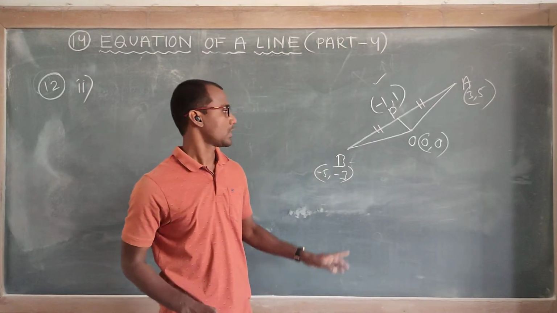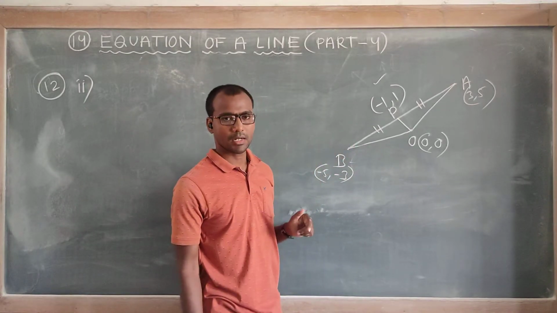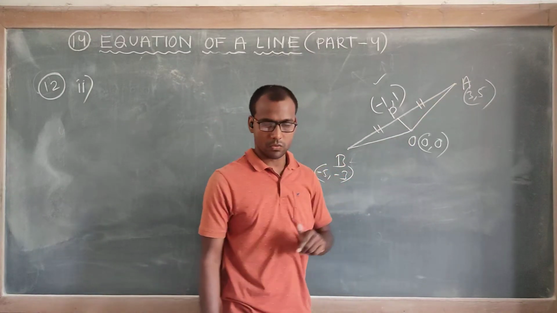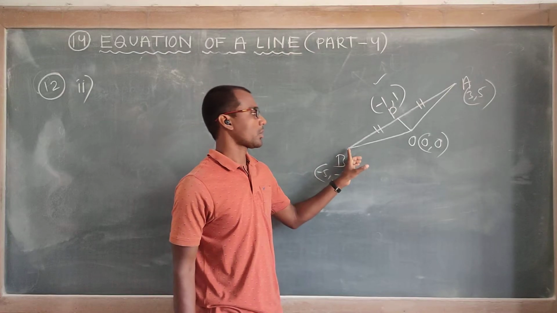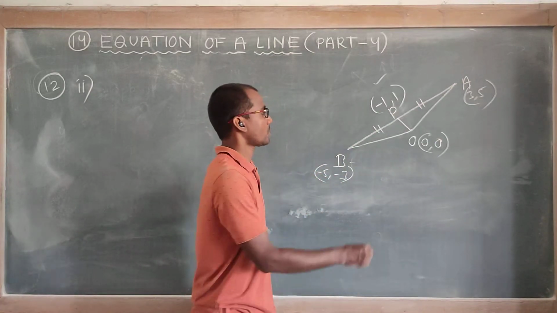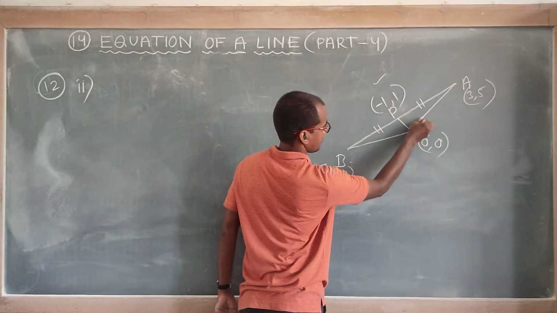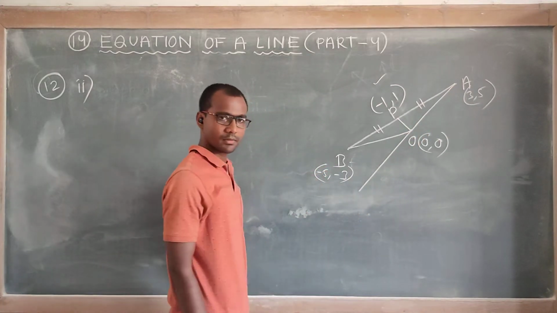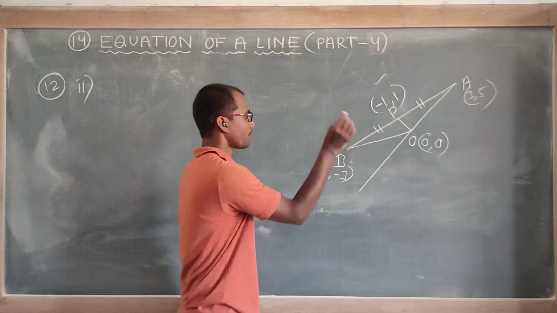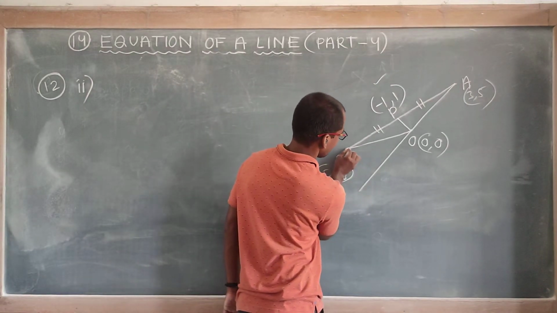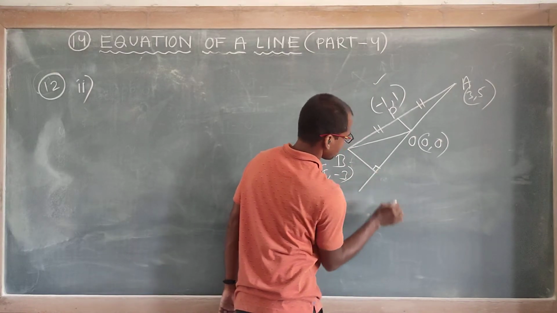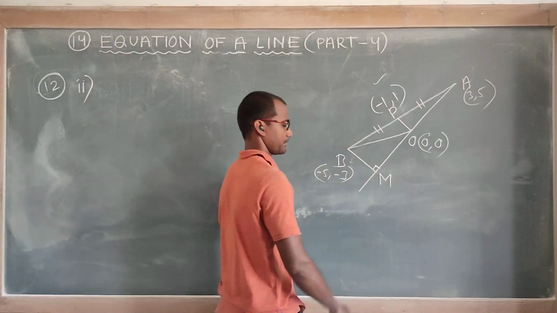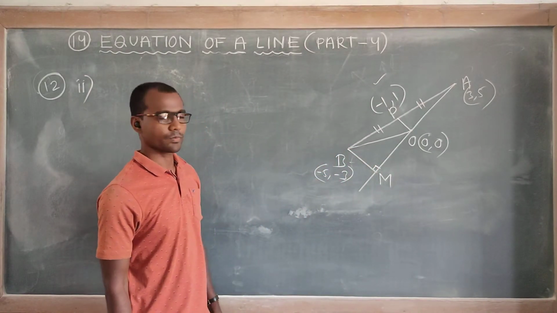Take this example. I want to draw the altitude of this triangle through vertex B, means corresponding to the side AO, but I cannot draw a perpendicular from B on AO. So what we have to do? We have to produce AO, like this. Then only we can draw a perpendicular from B on that line. Let this point be M.